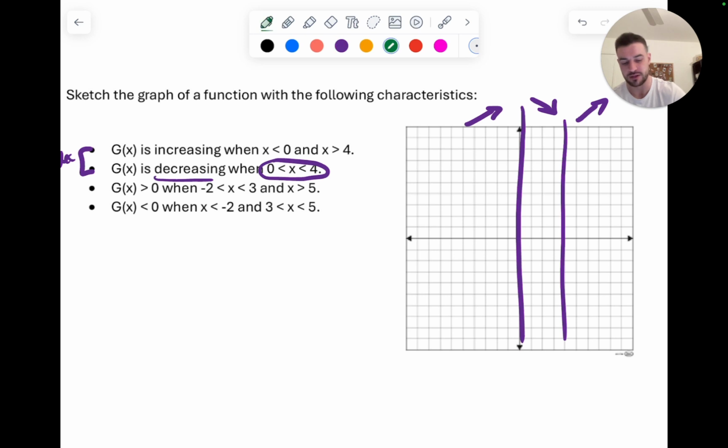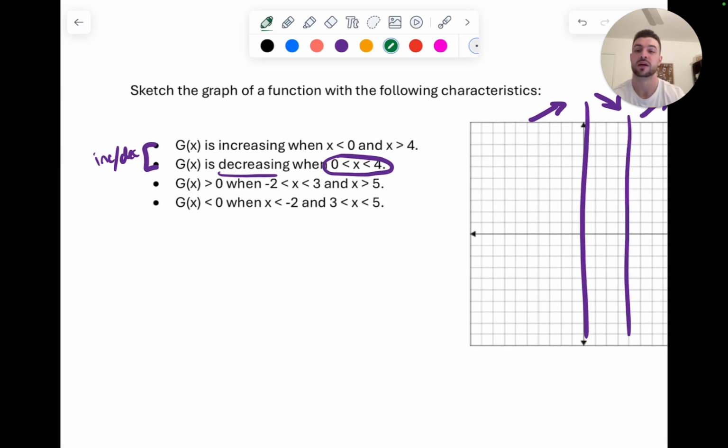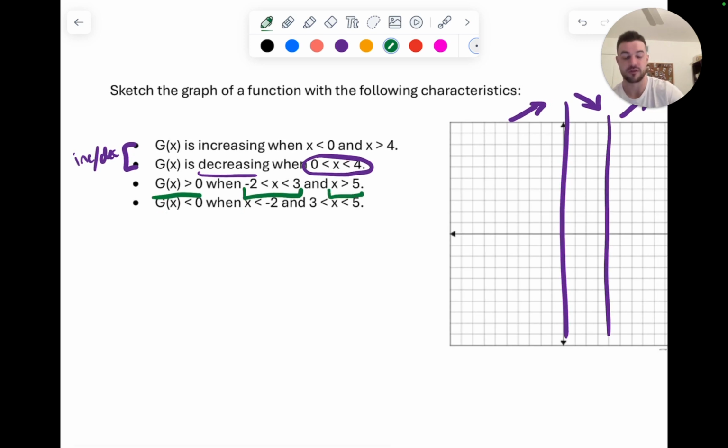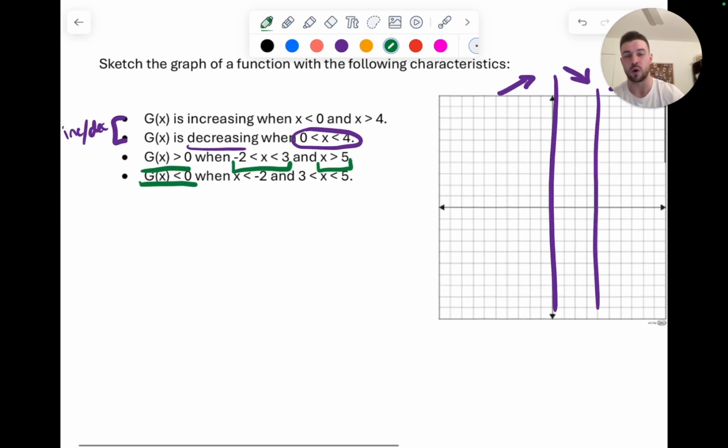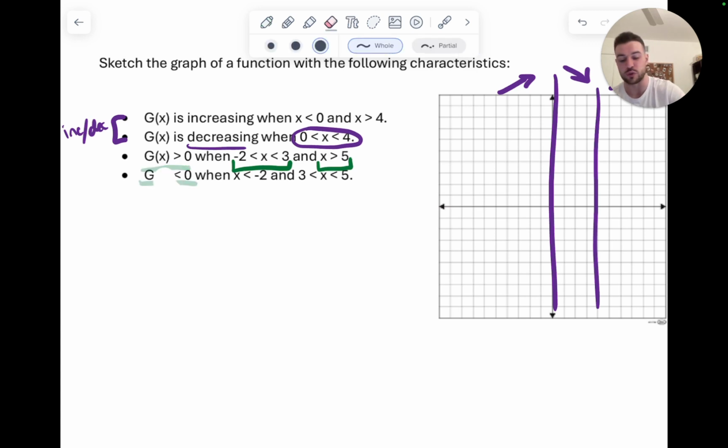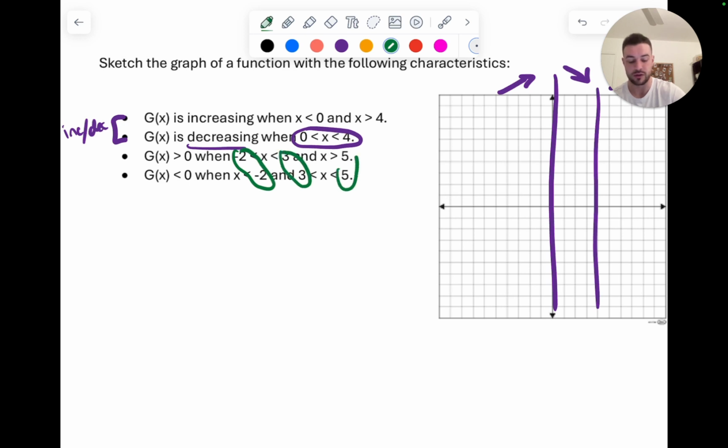Now, the next two bullet points say when g of x is greater than 0: between -2 and 3, and then after 5. We are less than 0, or below the x-axis, when x is less than -2 and between 3 and 5. So what we're doing is we're describing the values where we go from being above the x-axis to below, or vice versa. Those values are -2, 3, and 5.